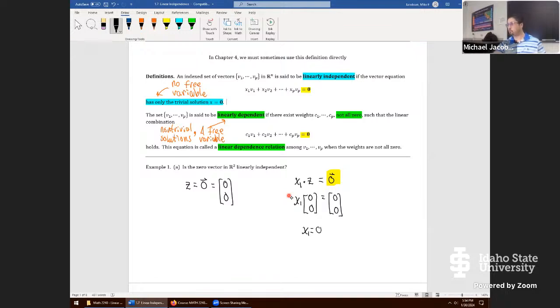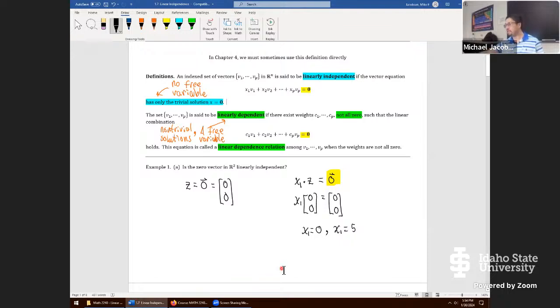Would you all agree 0 could work as a solution? Absolutely, right? If you put a 0 here, it's just 0 times 0, 0 times 0. They equate to 0. This one's the one that's not as interesting. That's the trivial solution. But now, you could put something else in there. You could put 5 in there, it would work, right? It'd be 5 times 0 equating to 0, 5 times 0 equating to 0. We just found a non-trivial solution.